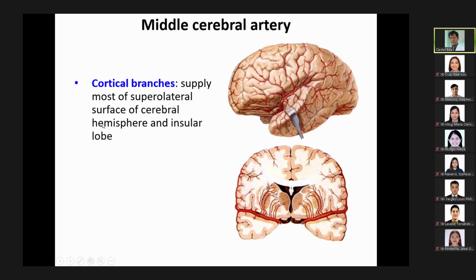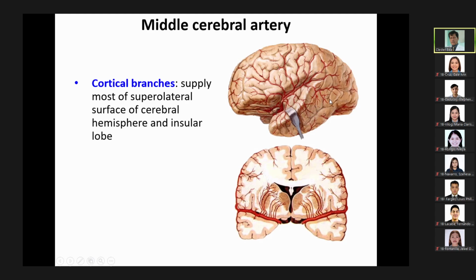The cortical branches, needless to say, will supply most of the superolateral surface of the cerebral hemisphere and the insula. The insula is the fifth lobe of the brain, which is hidden from view from either the lateral or the medial side of the cerebral cortex. If we open up the Sylvian fissure this way, that's the time you'll be able to see the insula. The cortical branches supply most of this.